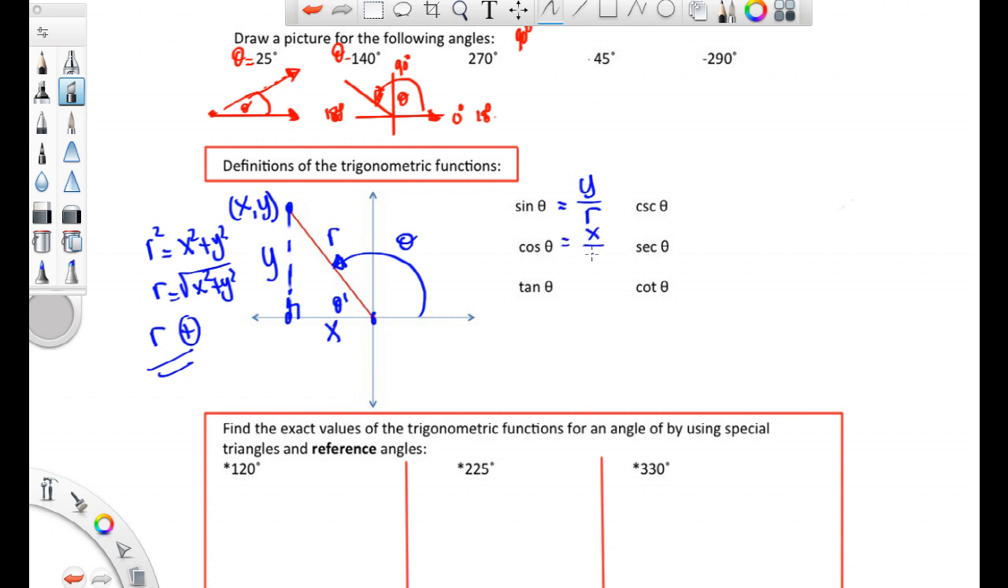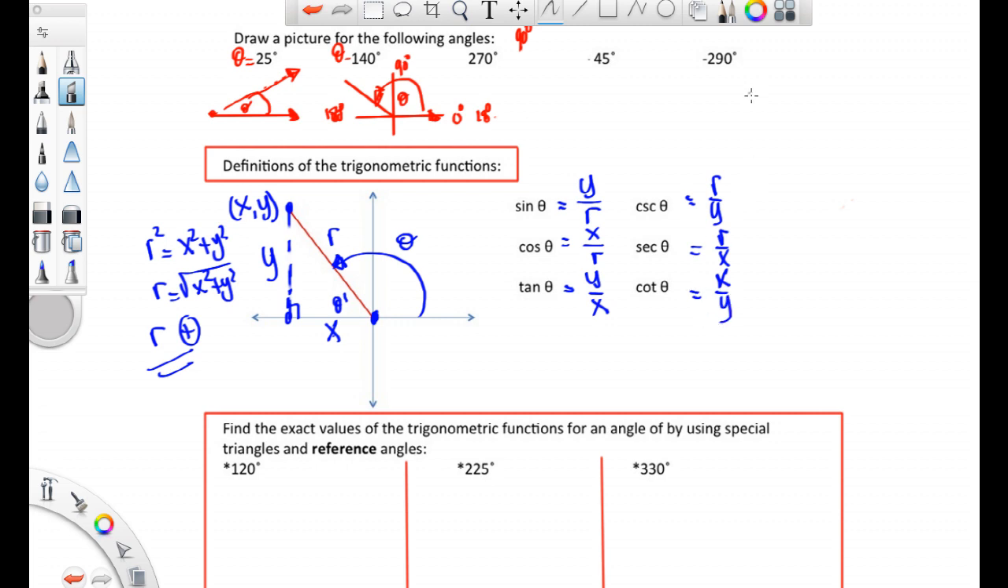It's whatever the x coordinate is divided by the radius, and then the tangent is opposite over adjacent. So now I have a definition for a trigonometric function based on putting a rotation on a coordinate system with a fixed origin, and you should be able to come up with these. And then here, we just flip these, because this is the reciprocal, so that should be an r. So that is r over y, that is r over x, and then this is x over y.